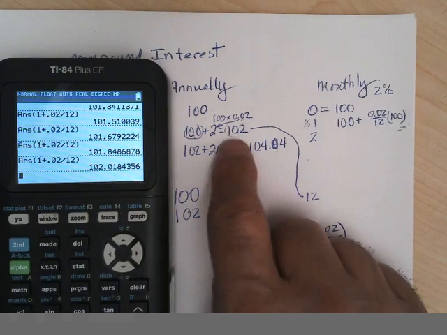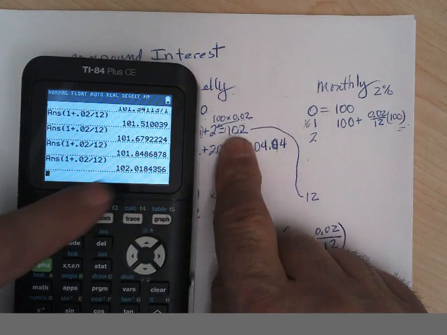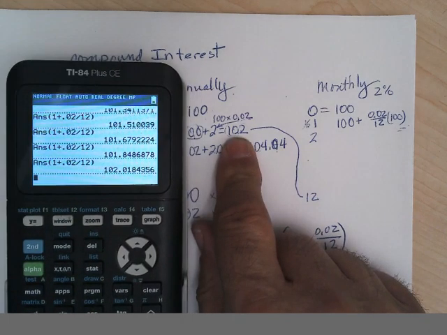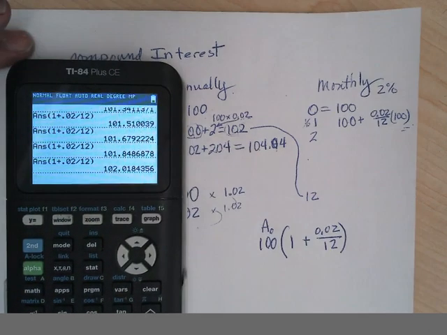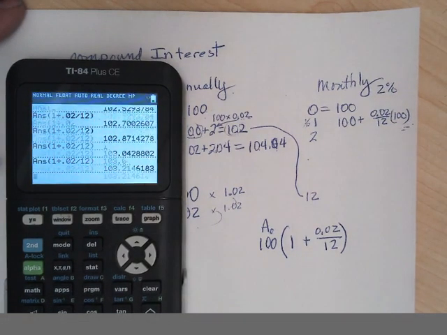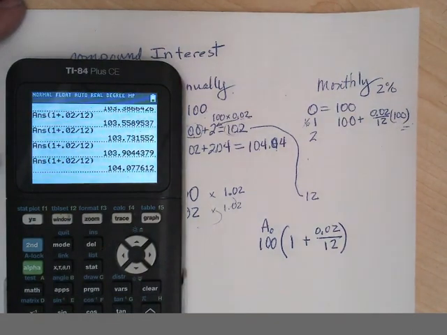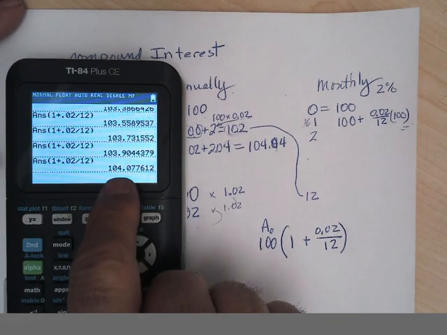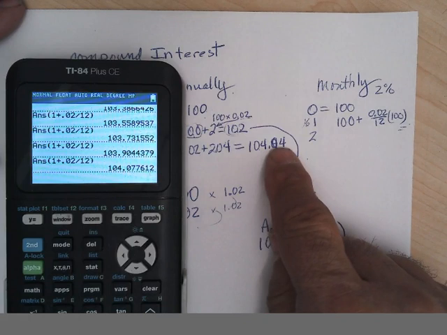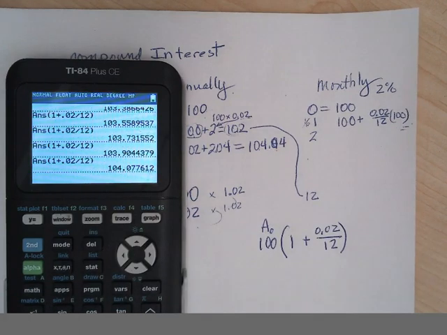Notice that I don't have 102. I have a little bit more than 102, 102 and almost 2 cents. And after 2 years, another 1 month, 2, 3, 4, 5, 6, 7, 8, 9, 10, 11, 12. I'd be at 104 and 8 cents instead of 104 and 4 cents. So I get a little bit more.